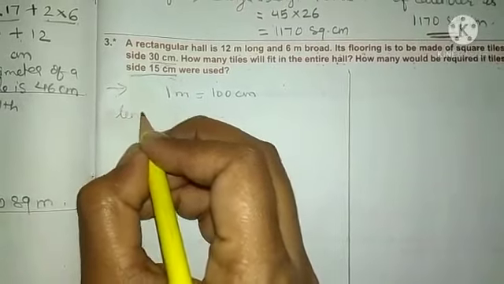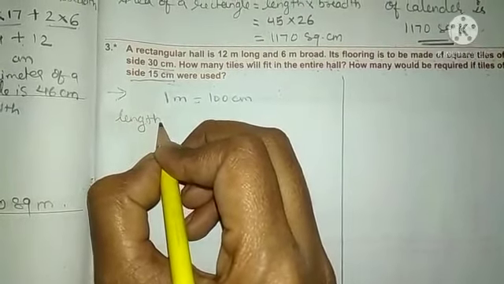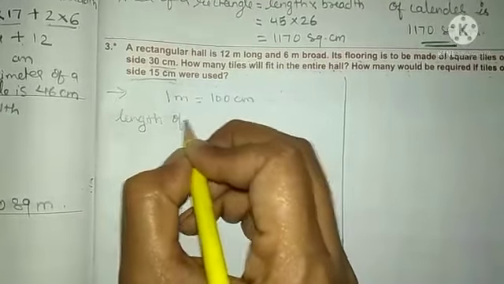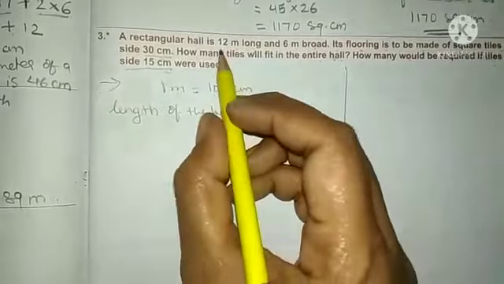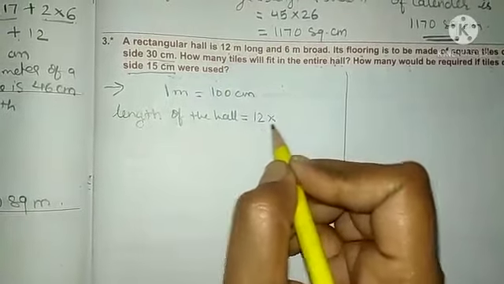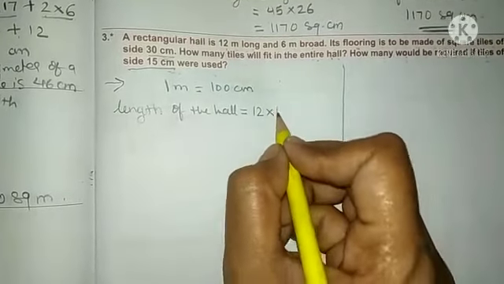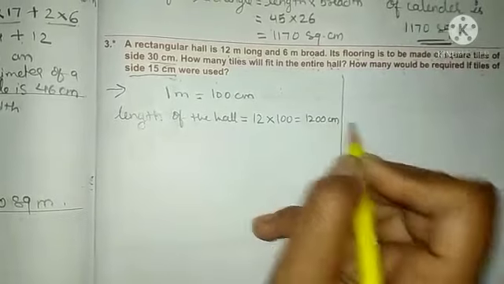Now first of all, we will write down what is given in the question. Here the length is given. Clear? The length of the hall is 12 meter. So here we will write down 12. So 12 meter we have to convert into centimeter. So 12 into 100, you will get 1200 centimeter.